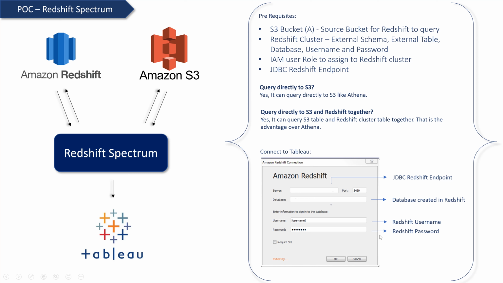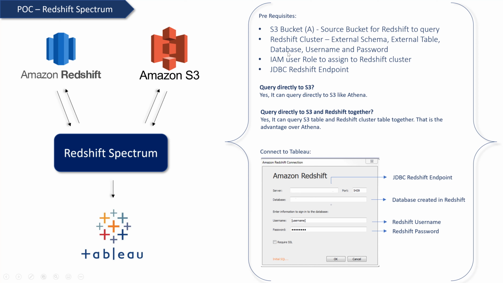So here is the small picture where I've mentioned all these details, that in server you have to mention your JDBC Redshift endpoint. In database, you'll mention the external database which you will create. So in the second point, if you see Redshift cluster, external schema, external table, database, username and password.